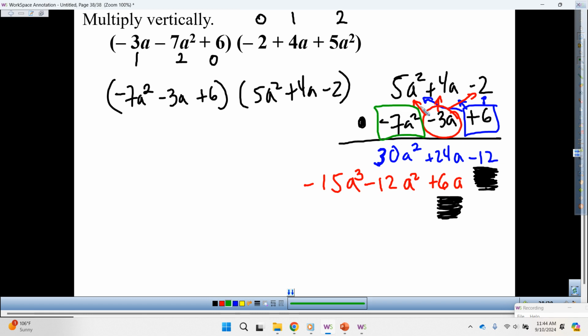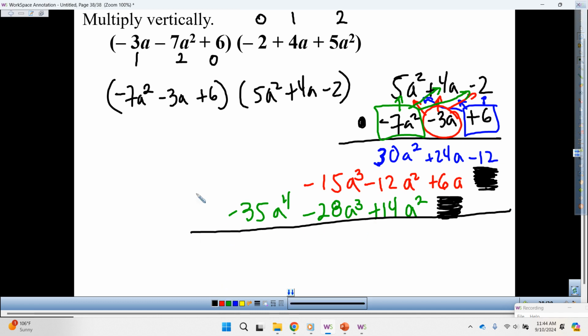Help me out, Renzo. 14. 14 what? 2, okay. And then negative 7 times that. A cubed, okay. And then a to the fourth power. Hands if you got that. Let's go. So put a big plus sign so that you remind yourself to combine.